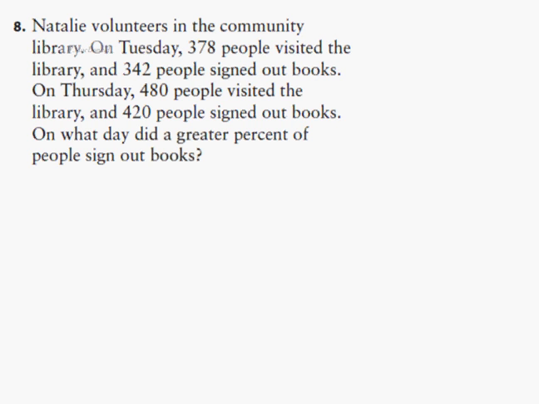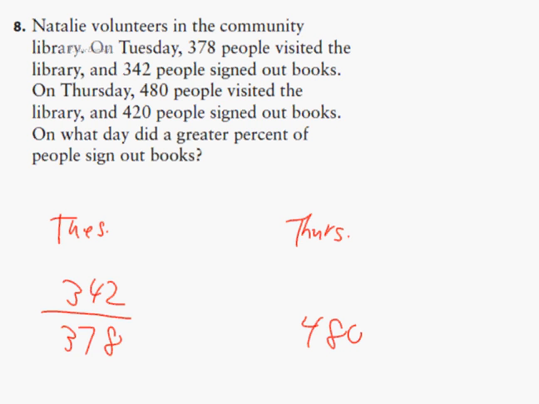So on Tuesday, I'm going to draw a picture, there were 378 total people that visited. That's going to be my denominator, because that's my total. And of those, 342 people signed out books. Okay? That we can make a percentage of. On Thursday, over here, there were 480 total people that visited the library. And of those 480, 420 signed out books.